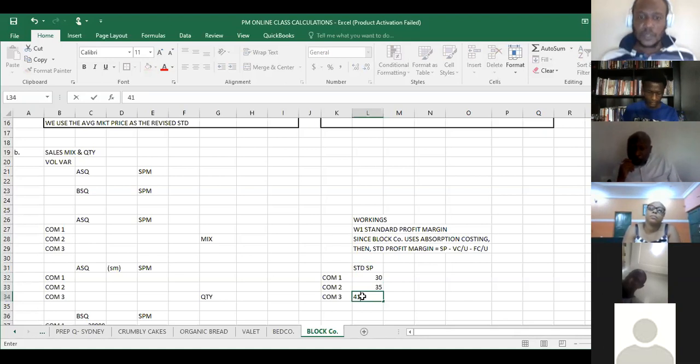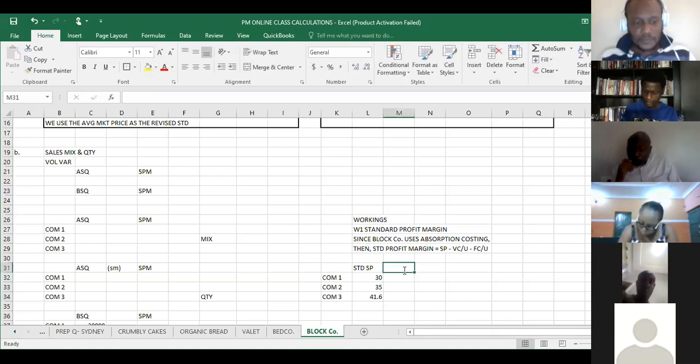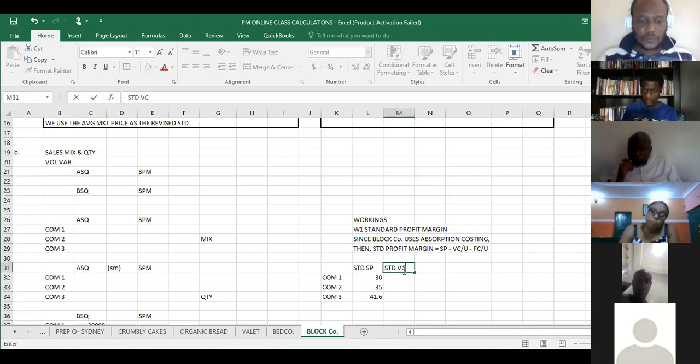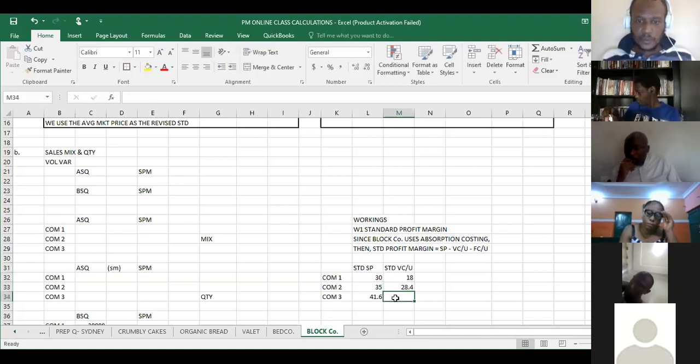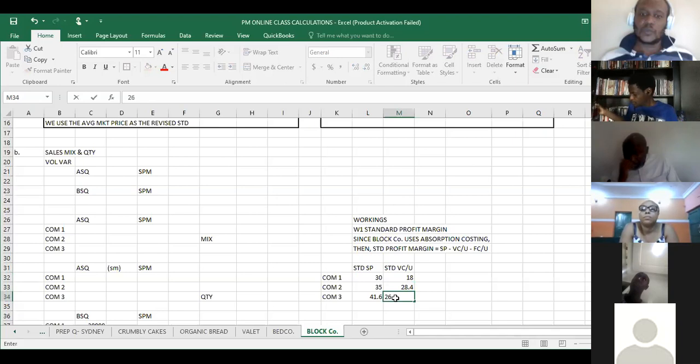And then our standard variable cost per unit now. Standard variable cost per unit is what? 18. 28.40. 28.4. And 26.4. What's the last one? 26.4. All right. So our issue now is with our fixed cost per unit.